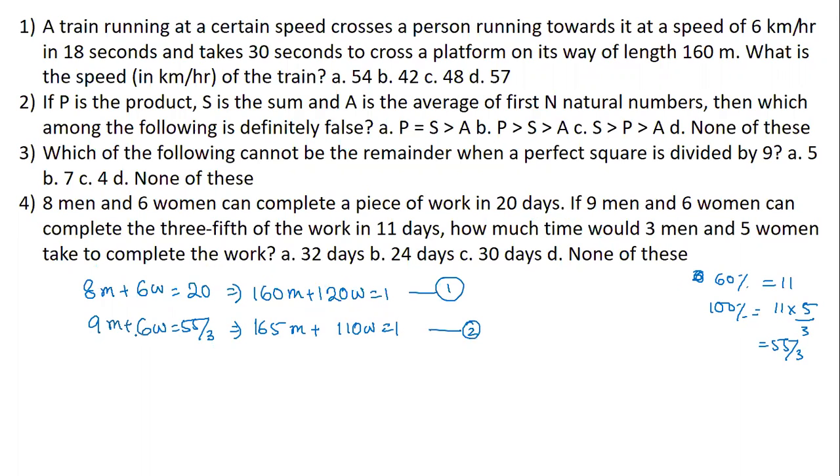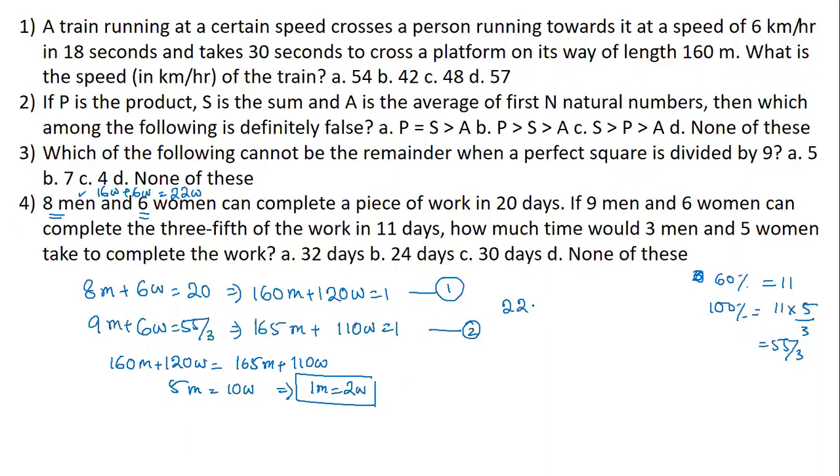Just simply equate 1 and 2 equations. So you get 160 men plus 120 women would be equal to 165 men plus 110 women. That would be equal to 5 men is equal to 10 women. And you get the relation that 1 man is equal to 2 women, right? So from here, you can see that just try to take any one component. So you take men. So this would be 16 women plus 6 women, that is equal to 22 women. So this 22 women complete the work in 20 days, correct?